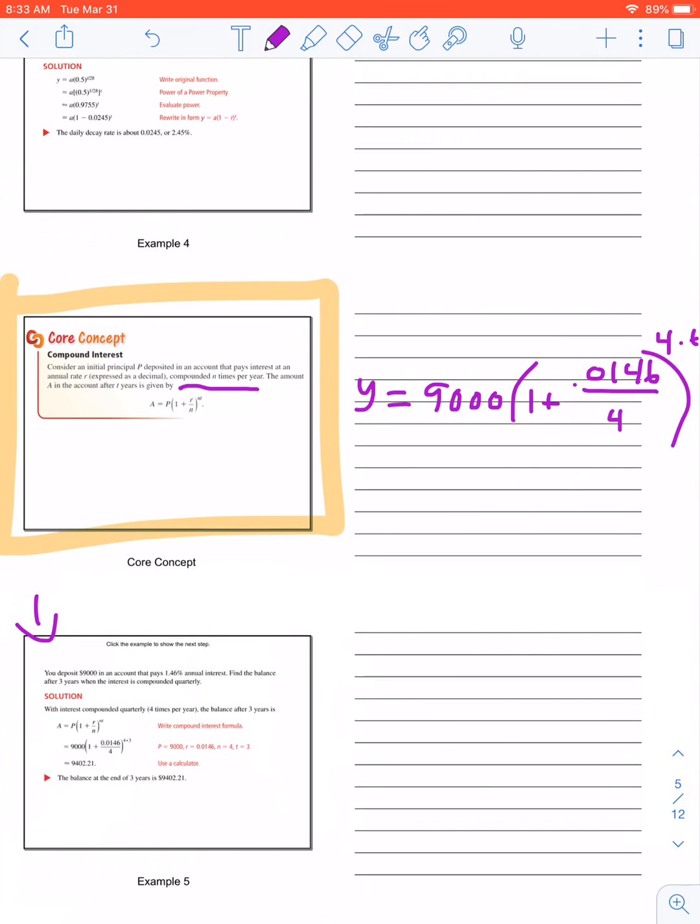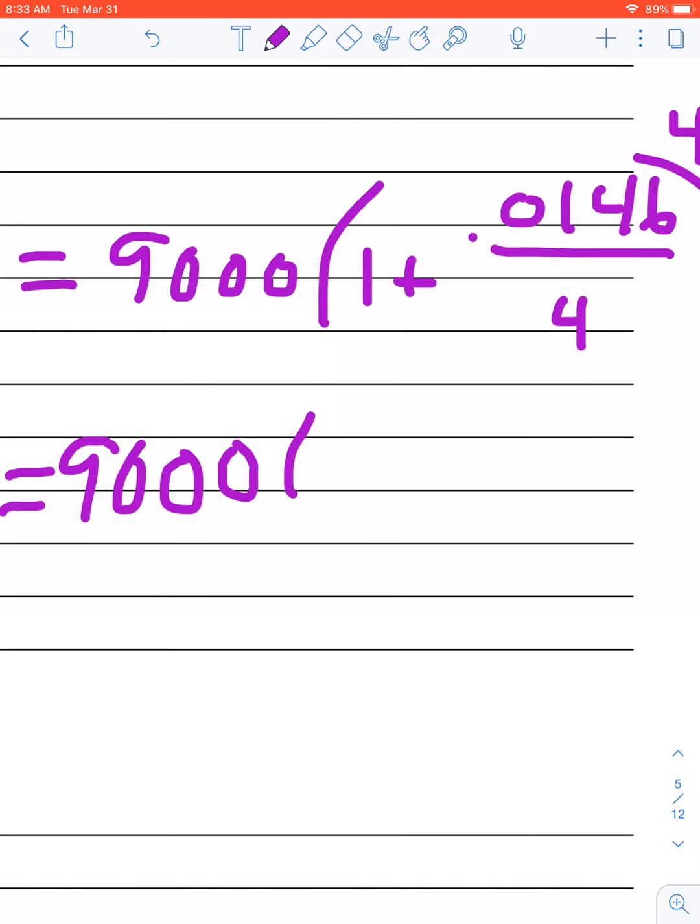So let's look at that. Let's simplify it down a little bit. So I get y equals 9,000. Okay, this is where it gets a little bit confusing here, and people are always like, what do I do? How do I simplify this down? Well, what I would suggest is do the 0.0146 divided by 4 first on your calculator and then add 1. So I would do that first. It makes your life a lot easier when you do it.